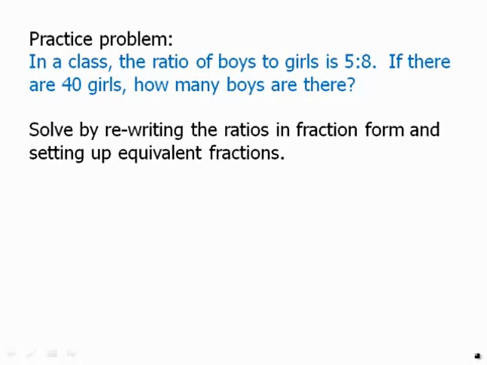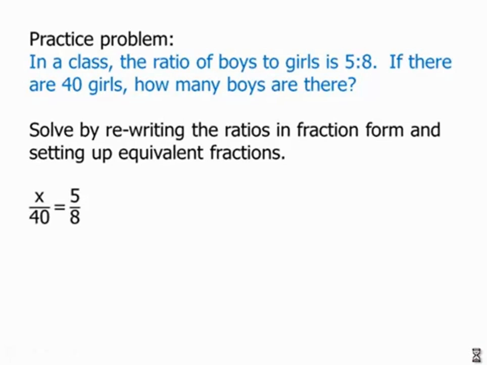So one fraction, of course, is 5 over 8. That's given. And that's a ratio of boys over girls. So I have to make another fraction of the form boys over girls. I have a number for the girls, 40, so I'm going to say that the number of boys is x. So that fraction would be x over 40, boys over girls. So x over 40, boys over girls, equals 5 over 8, boys over girls.